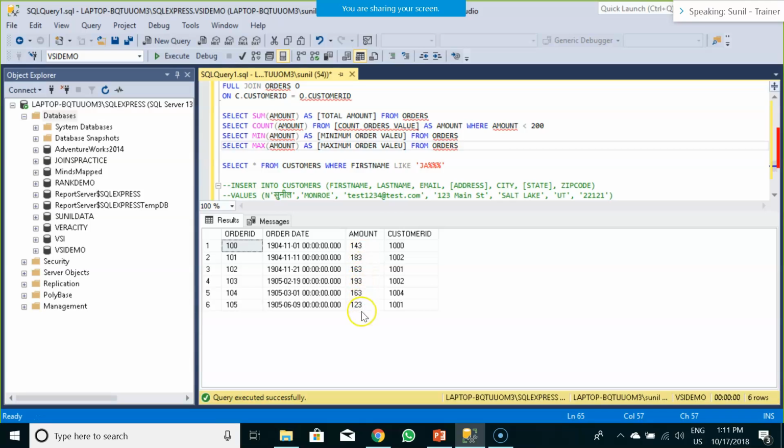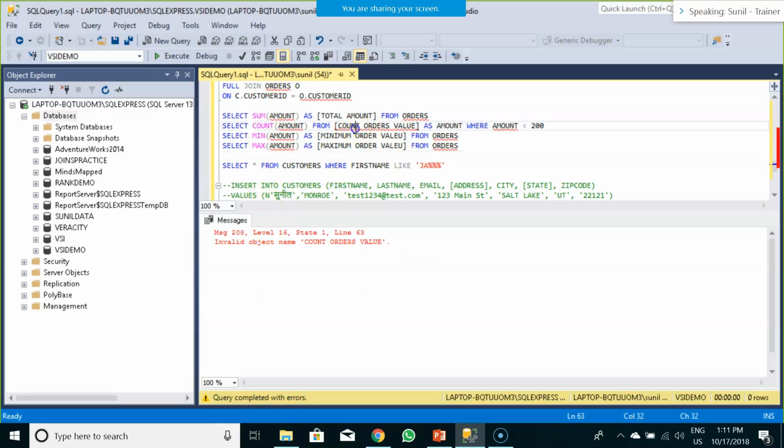So if you refer to this particular example, almost all the orders are less than 200, so the count would be 1 2 3 4 5 6. So let us see whether it is giving us the count as 6 or not. It is giving me some issues over here. Oh, sorry, I made a mistake over here. It should be count amount. Now my temporary column name is count amount, and it should give me the count as 6.